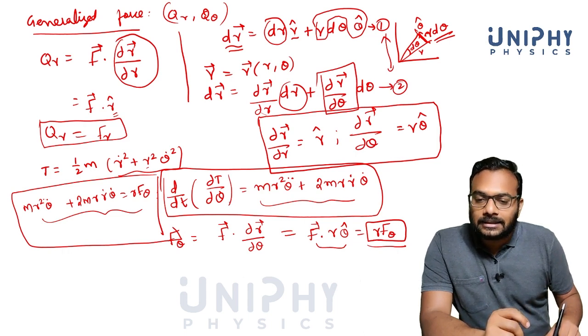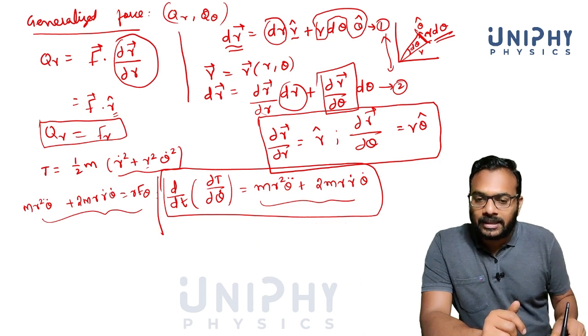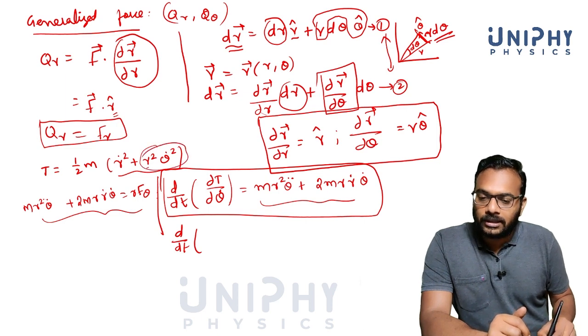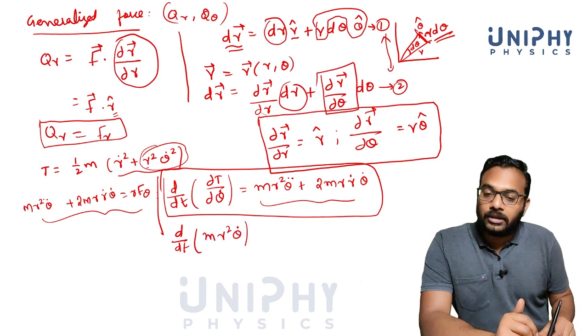If you just look here, you can also write this term like this, d by dt of dou T by dou theta dot. It's instructive to look at it in a slightly different form. Here we have expanded this dou T by dou theta dot, but otherwise we can write this as d by dt of dou T by dou theta dot. It acts only on this term, dou T by dou theta dot, that would be m r square theta dot, is equal to r f theta.